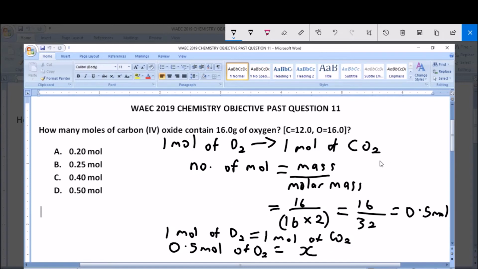So if you do a cross multiplication, you would have this way, which is x multiplied by 1, that is x. So x will be equal to 0.5 multiplied by 1, which is 0.5. So our answer is 0.5 mole of carbon dioxide. So our answer is D, 0.5 mole of carbon dioxide.